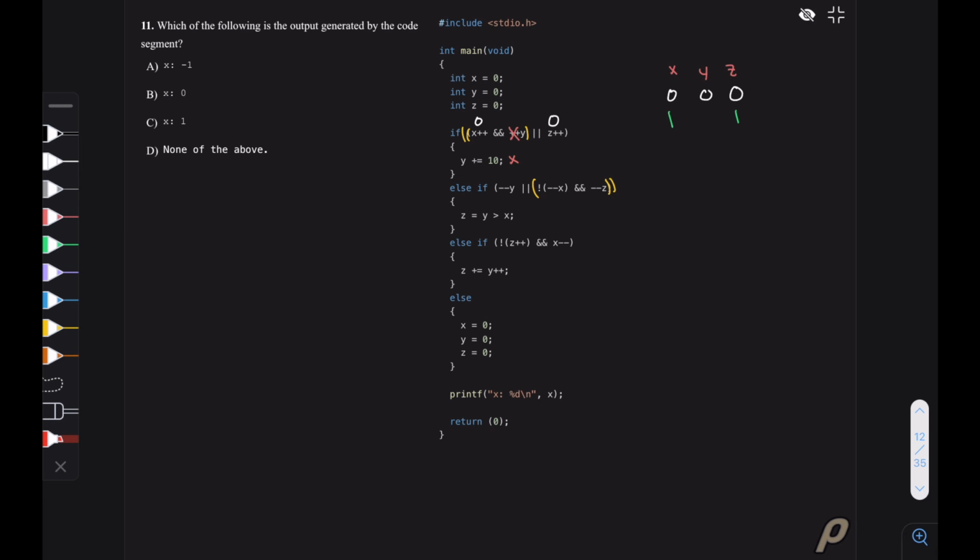Please note that we did not look at this plus plus y because it's short-circuited here. That's why I crossed it out, to help ourselves out. So y does not increase, so be careful. That's the whole purpose of this question, to see if you understand how that works exactly.